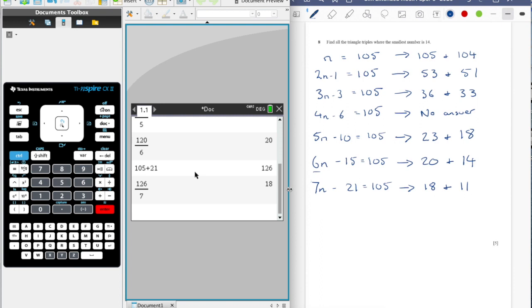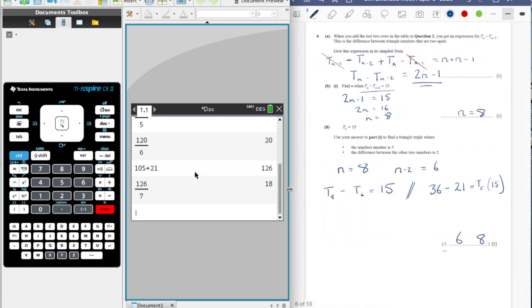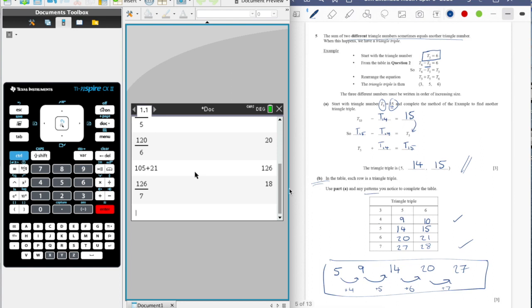Now, actually, I probably should have stopped already. I need to reject these. So we're looking for triangle triples where the smallest number is 14, and I've got 14 twice here. So obviously that's not going to work. And here 11 is less than 14. So my answers that I'm looking for, and it did say, really, it was hidden somewhere earlier that we had to write it in size order, so 5, 14, 15 like this.